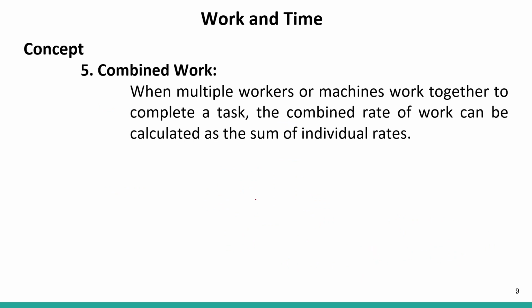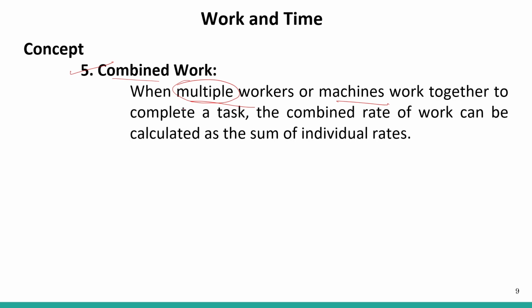So let's see the fifth concept, that is combined work. When multiple workers or multiple machines work together, multiple is the keyword here, because without multiple it becomes a very basic work and time problem, not a combined work problem. To see combined work, you need different people whose efficiency is different, whose category is different, or whose task is different. So multiple workers or machines are really necessary to call it a combined work problem.